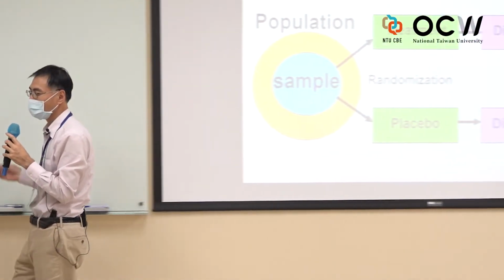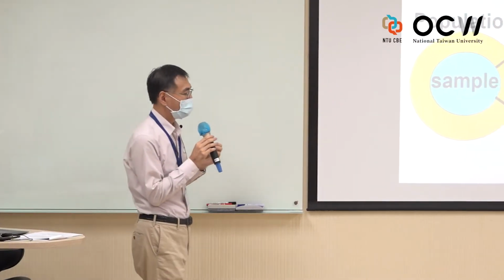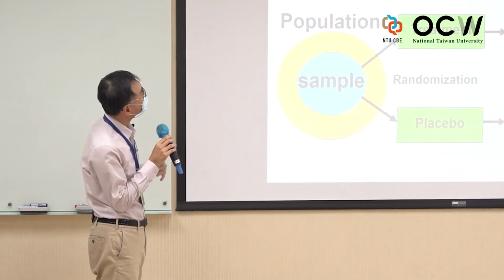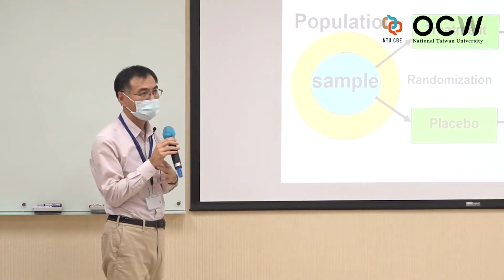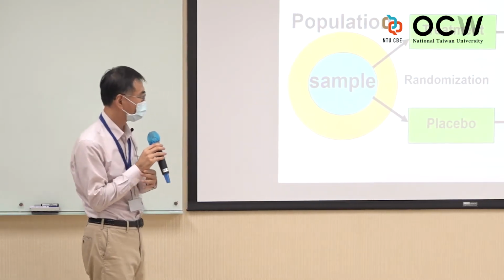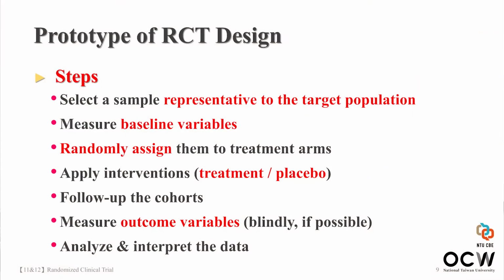Okay, so this is the so-called prototype. And because of the introduction or application of randomization, it makes the RCT the most rigorous methodology in epidemiology. In other words, there are a lot of rules to be followed to perform a randomized control trial. So the basic steps are like this.